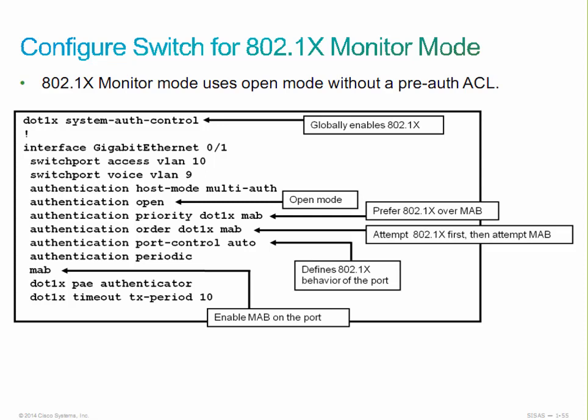That's an interface-specific command to say, I'm going to go ahead and prefer 802.1x over other authentication methods, right? So we see the authentication priority in this particular case, .1x is going to be preferred over MAC authentication bypass. And then we specify the order as well, .1x over MAB.